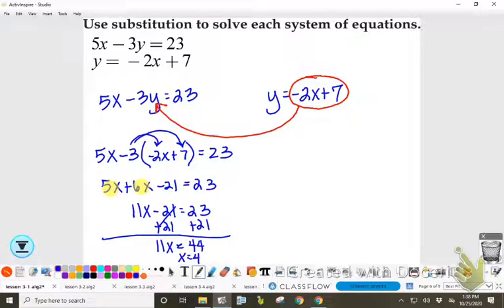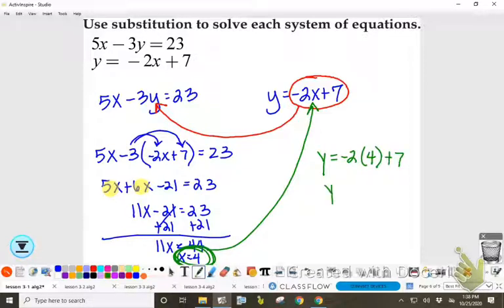Now remember, the solution to a system is a point. Go back to what we did with the graphing. The solution to a system is a point. It's the point that they have in common. All I know is the x value at this point. I need the y value. So now you're going to take this 4 and substitute it in right there. So I get y equals negative 2 times 4 plus 7. So negative 8 plus 7, which then will give you a negative 1.